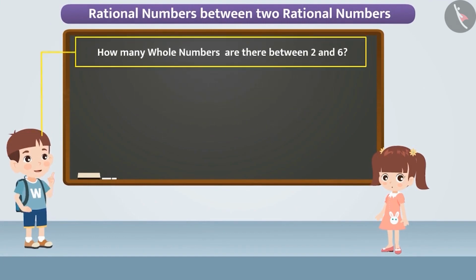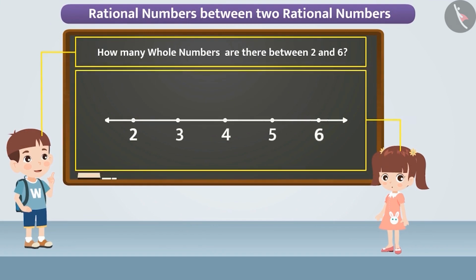Amit asked, how many whole numbers are there between 2 and 6? To find the answer, Nisha wrote whole numbers from 2 to 6 and counted the remaining numbers except 2 and 6, and replied that there are 3 whole numbers between 2 and 6.